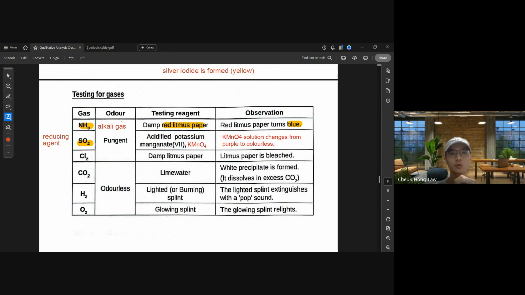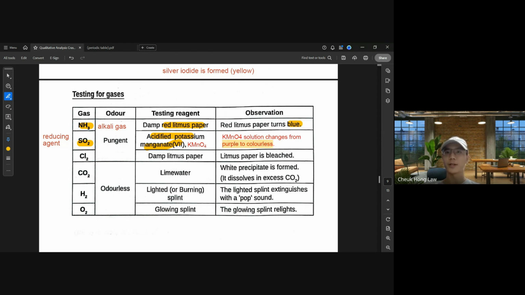So in order to see the test for this gas, I will need an oxidizing agent. So usually we'll use acidified potassium manganate 7. Okay, KMnO4 in the chemical formula. And what's the observation? The observation is, of course, this oxidizing agent, KMnO4, it will reduce, right? Because SO2 is a reducing agent. So what is the color change when it reduces? It is purple to colorless.